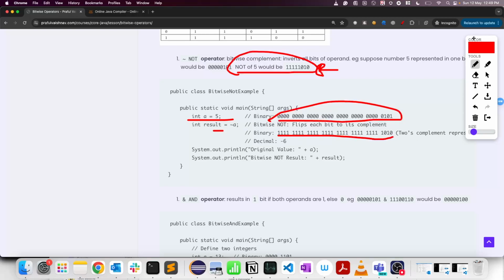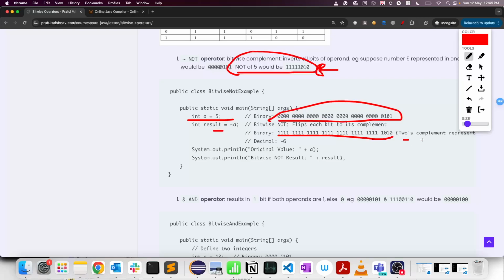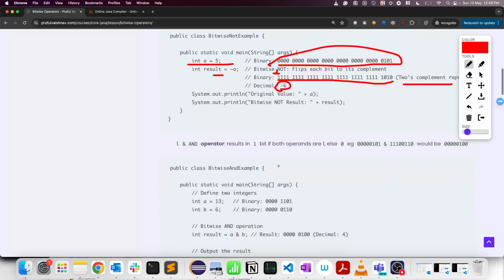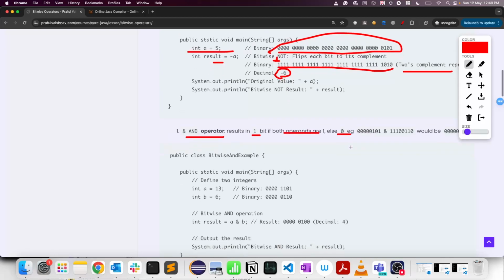It's a 2's complement representation, right? And its corresponding value in decimal would be minus 6. Minus, why? Because the highest order bit is 1. Okay. AND operator, what does it do? It results in 1 if both operands are 1, else it is 0.